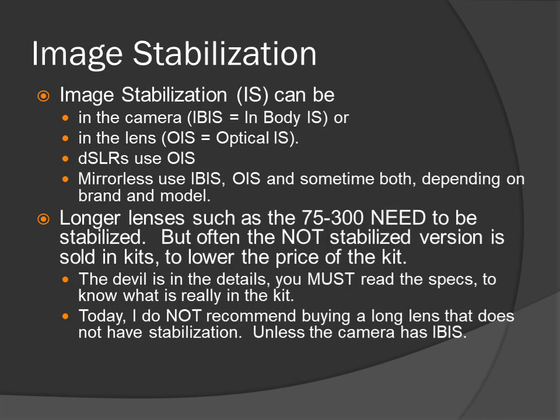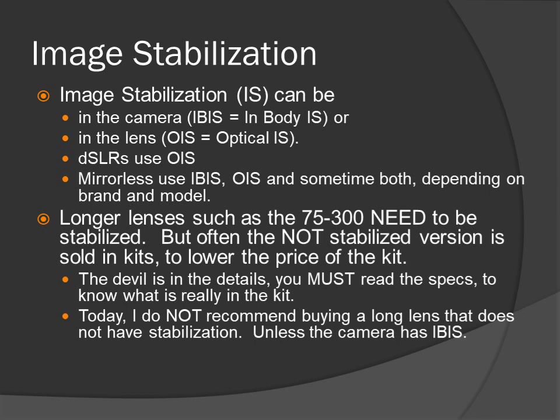Image stabilization. Image stabilization, or IS, can be in the camera, commonly called IBIS, in-body image stabilization, or in the lens, OIS, optical image stabilization. DSLRs use optical image stabilization. Mirrorless cameras use IBIS, OIS, and sometimes both, depending on the brand and model.